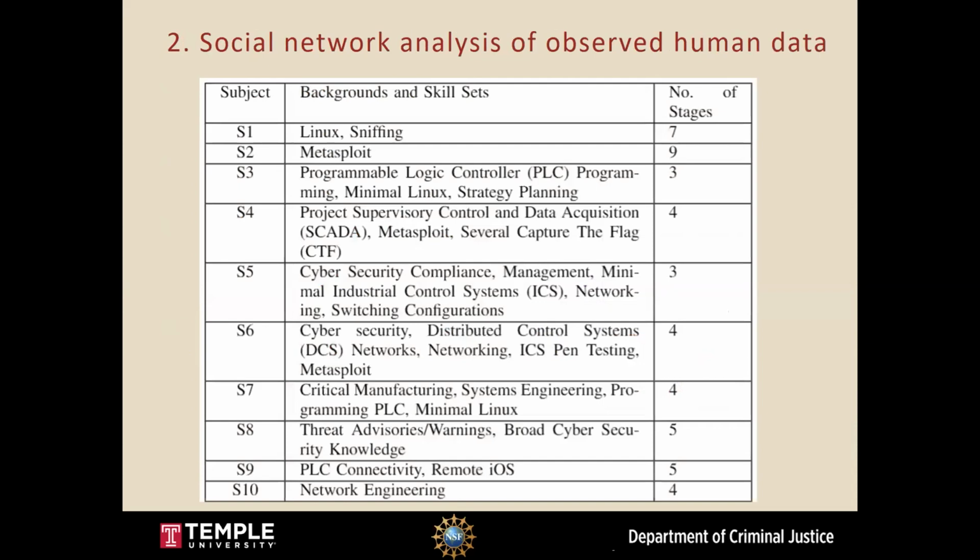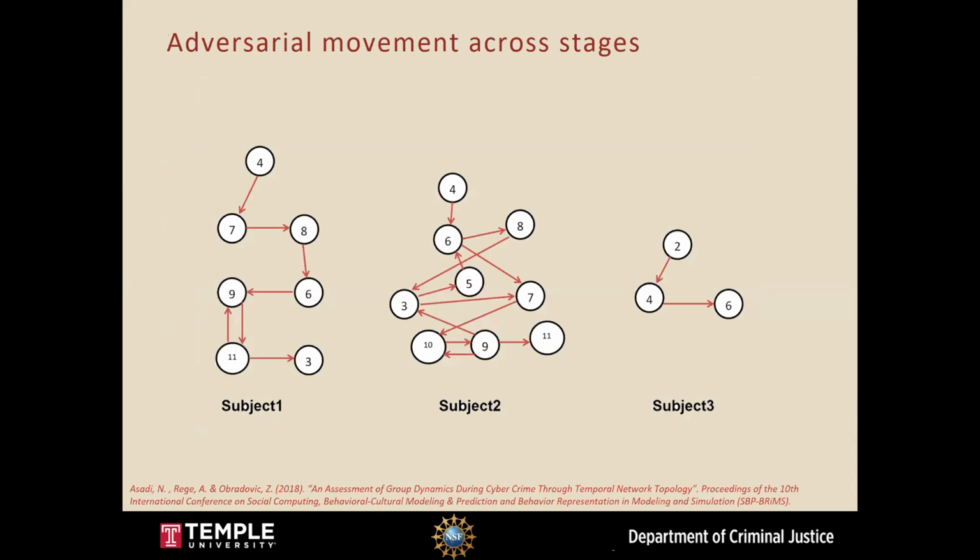We also looked at social network analysis of observed human data. So here we see these are 10 members of the red team that we were observing, and these were their various skill sets that they brought to the table. And what we then did is a network analysis of how each member moves across the different stages. And this was particularly interesting because we saw the different team members move differently across the chain, right?